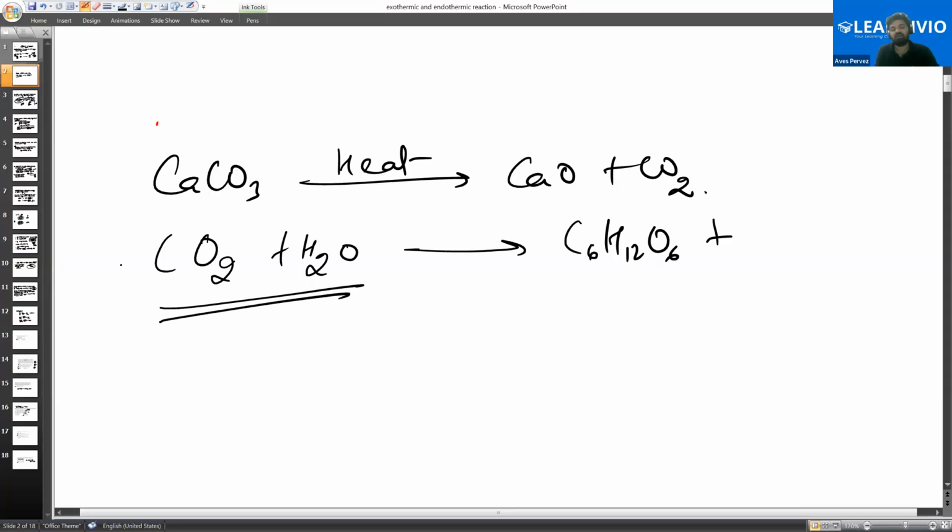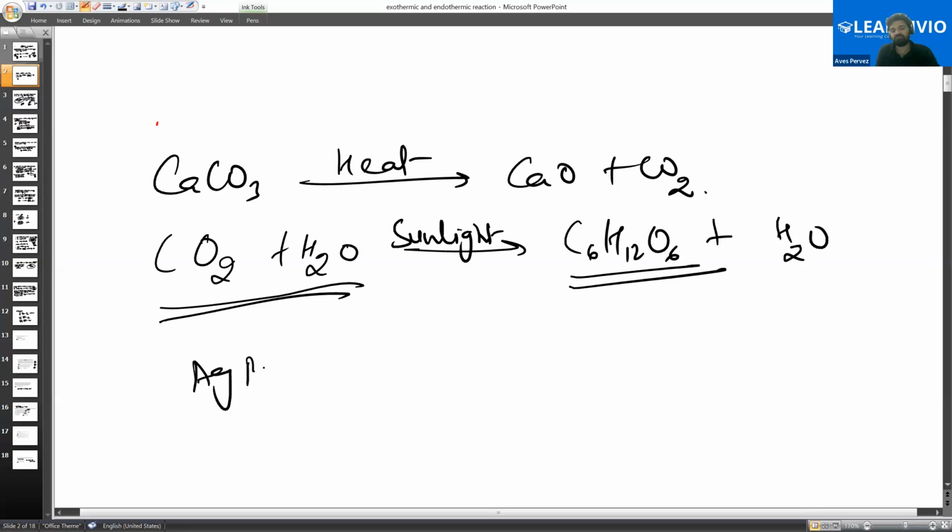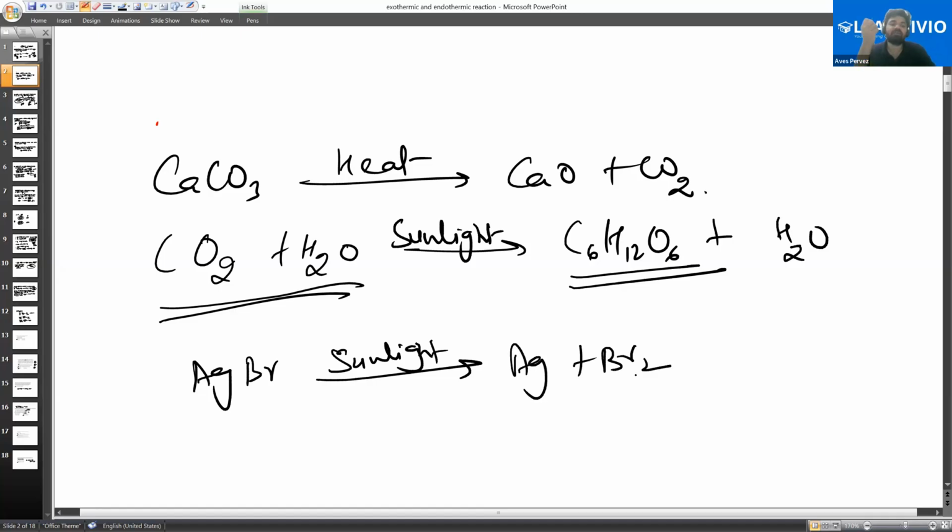So this is simple. Carbon dioxide, water. Okay. When they are reacting together, they will form glucose plus oxygen. So these reactions will take place in sunlight, like AgBr. AgBr when kept in sunlight will give you Ag plus Br. So there are some reactions that take place in the presence of sunlight.